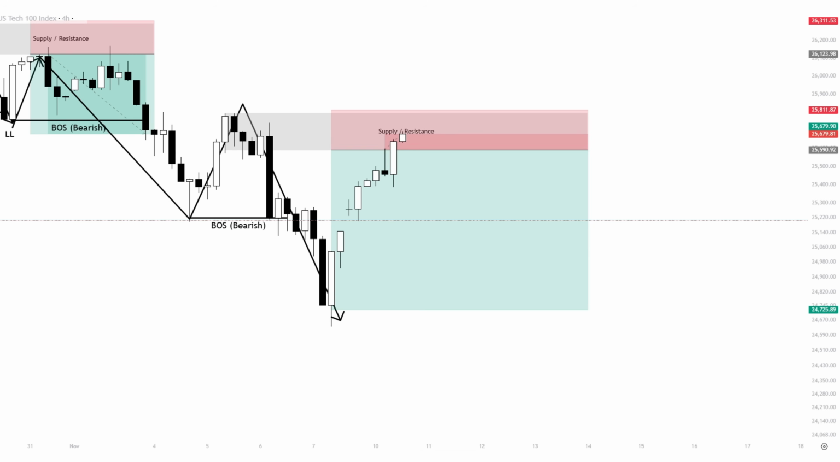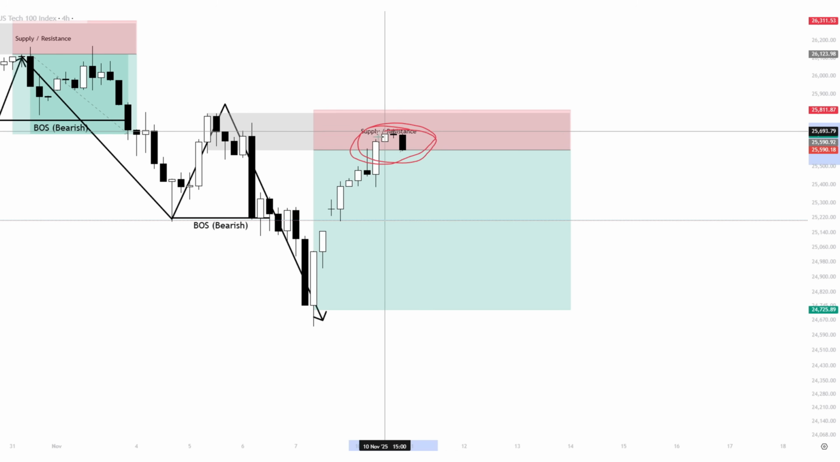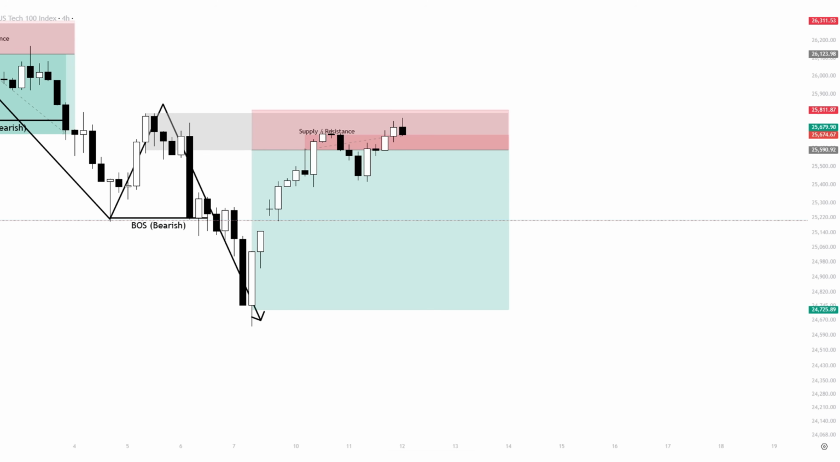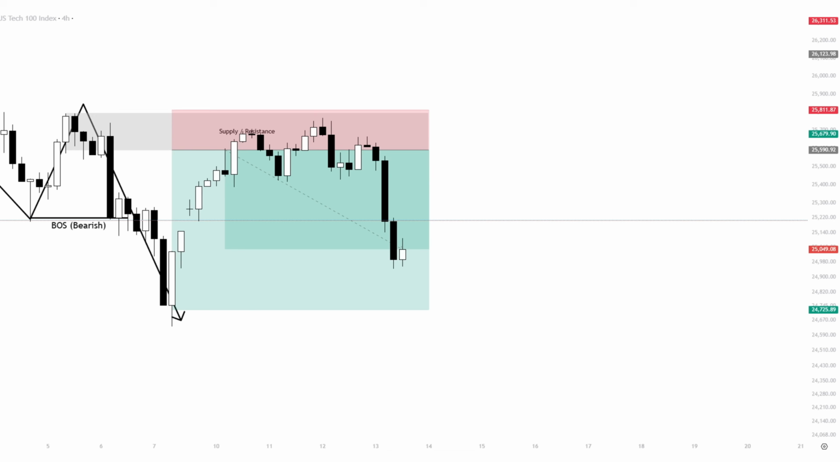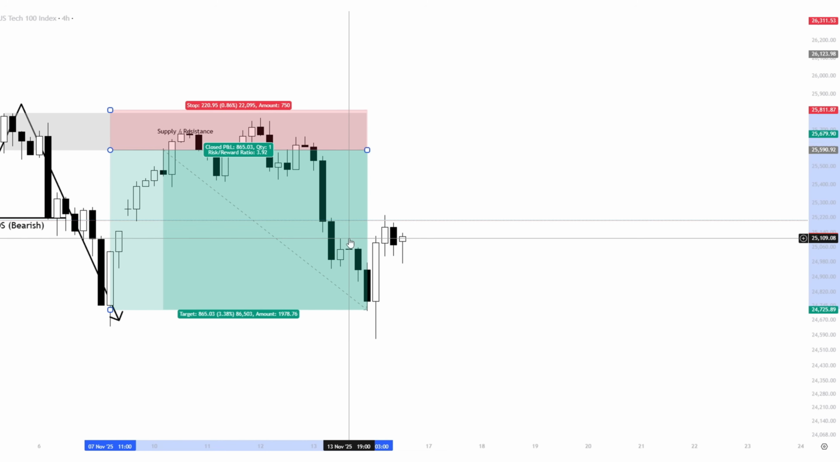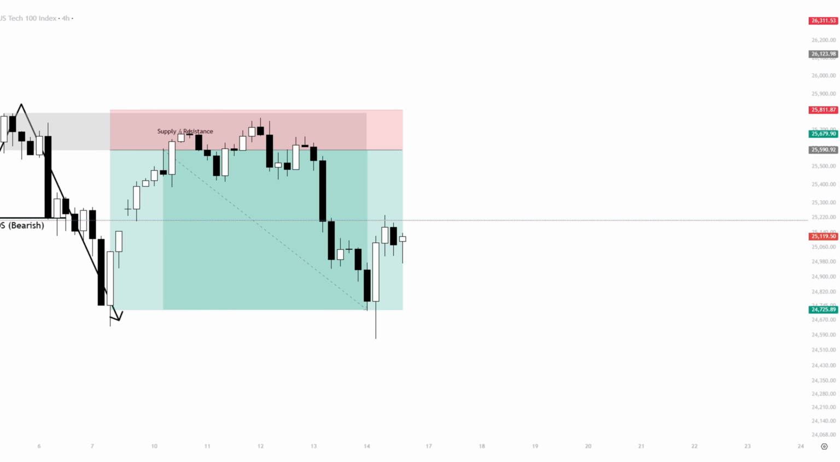So far, we see the pullback. This pullback filled the supply and also opened the order. A small rejection right now, but it goes a little higher. And this should be it. Massive bearish pressure, closing on the take profit a few candles later.